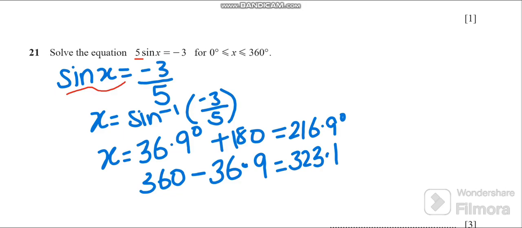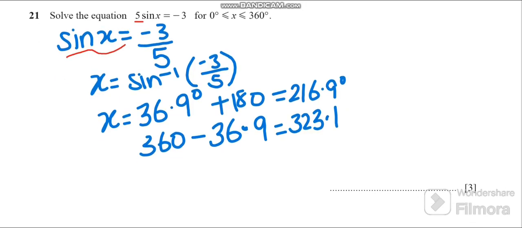As x should be between 0 and 360, we use 180. So first we will add 36.9 to 180, and in the second equation we will subtract 36.9 from 360. So the first value of x will be 216.9 degrees and the second value of x will be 323.1 degrees.